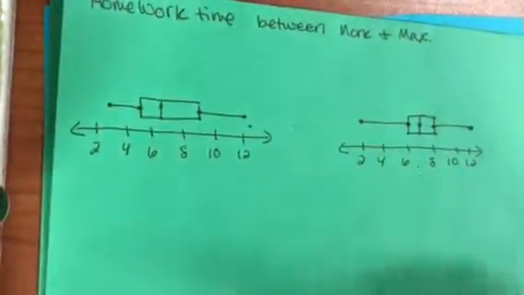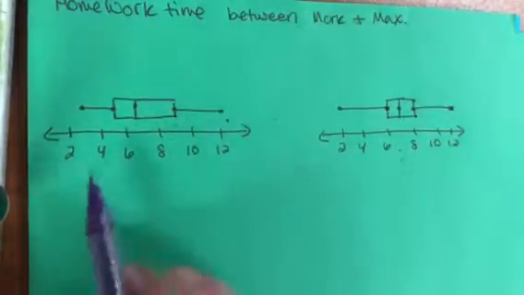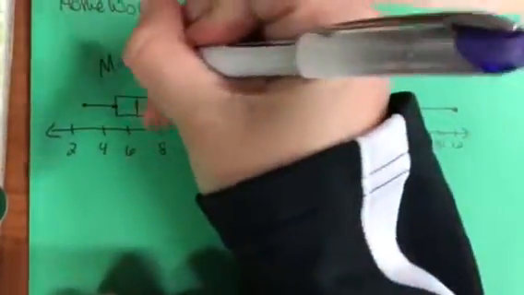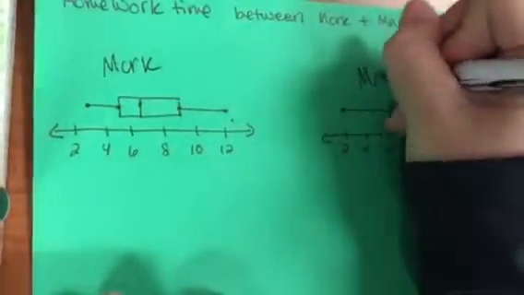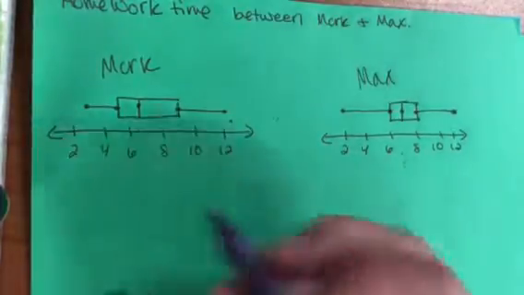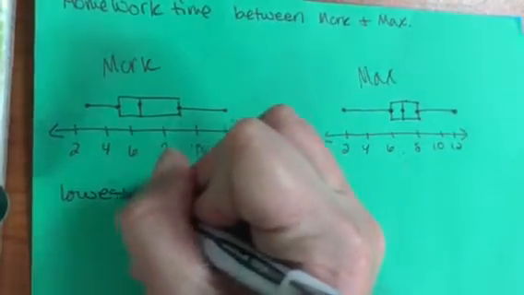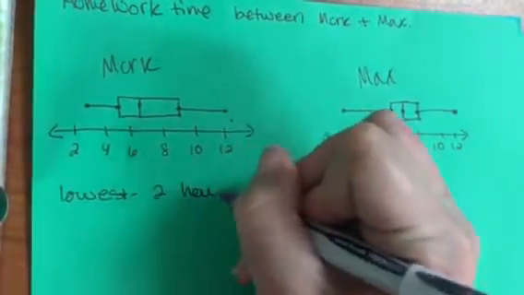Okay, so let's talk about Mark and Max. This is the homework time between Mark and Max, the average number of hours they do homework a week. I'll label them for you. What's the lowest number of hours that Mark did his homework? It looks about 2. So the lowest would be 2 hours.